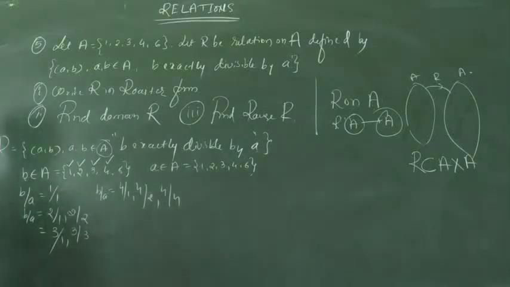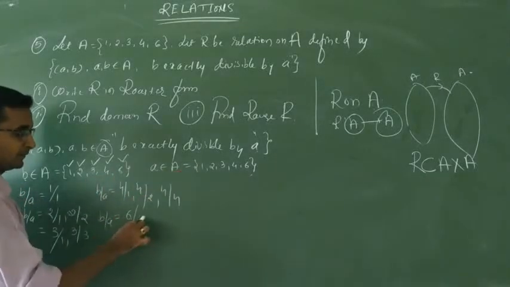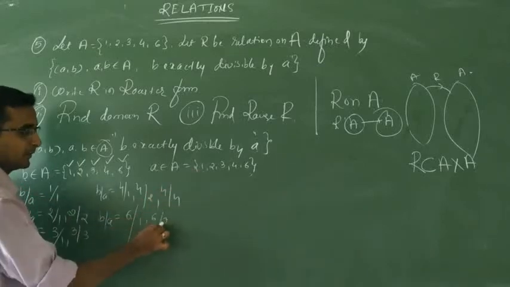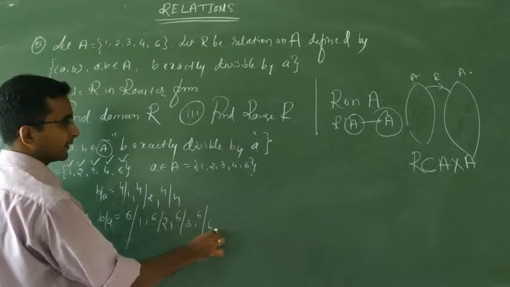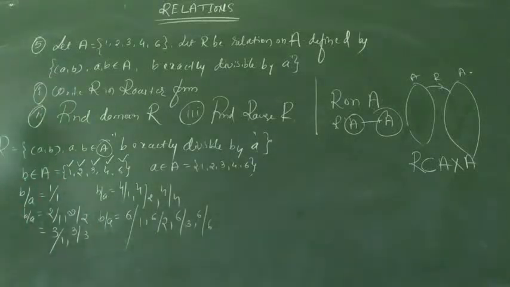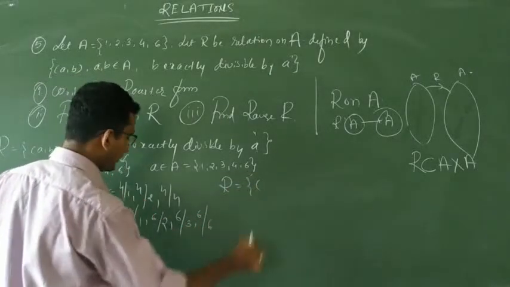Next, when I take b as 6, 6 is exactly divisible by 1, 6 is exactly divisible by 2, 6 is exactly divisible by 3, 6 is exactly divisible by 6, but not by 4. So how are we going to write the relation R as pairs (a, b)?